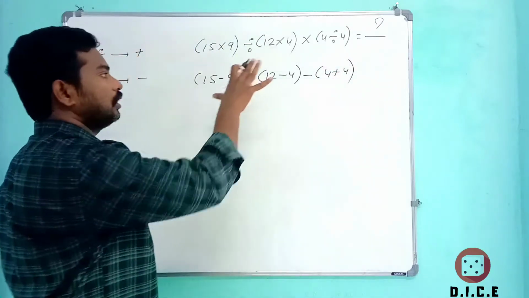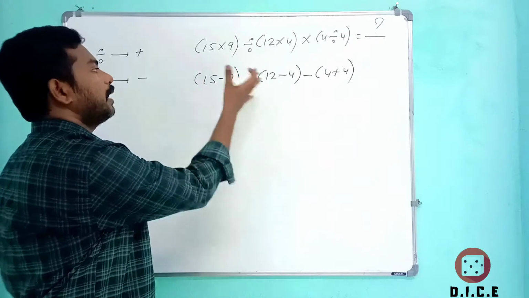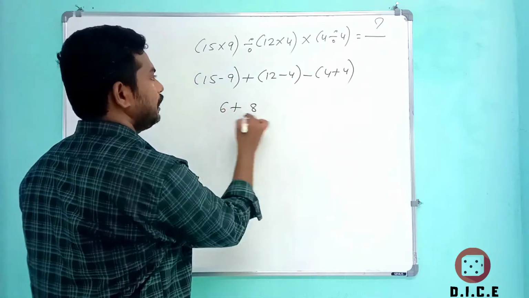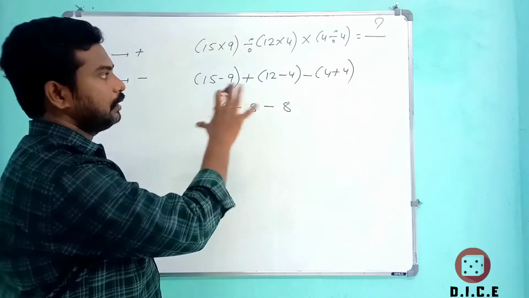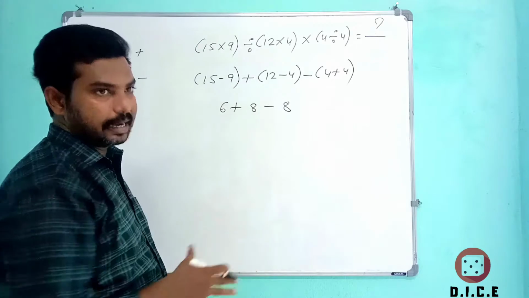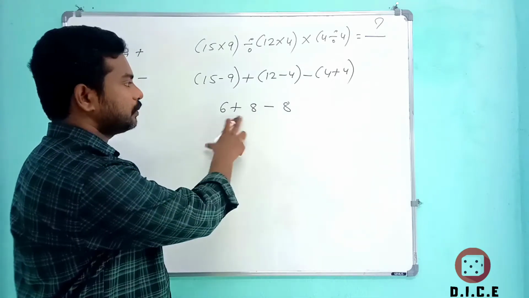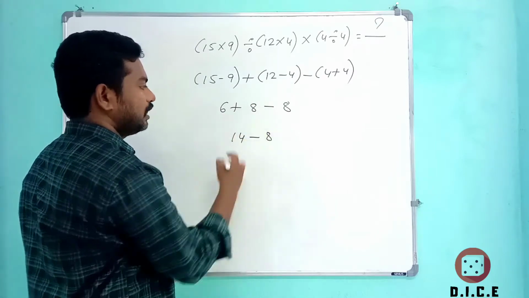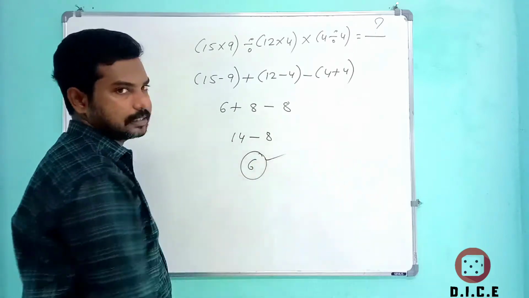Of course, all the three sections are in the brackets, so you do according to the brackets. 15 minus 9, that is nothing but 6. Plus, what is 12 minus 4? That is 8. Minus 4 plus 4, that is 8. So we have solved the brackets. Later we have to follow the rule BODMAS. If you see here, finally there is a part of addition. 6 plus 8 is nothing but 14 minus 8. Finally subtraction, 14 minus 8 is nothing but 6. So the final answer is 6.